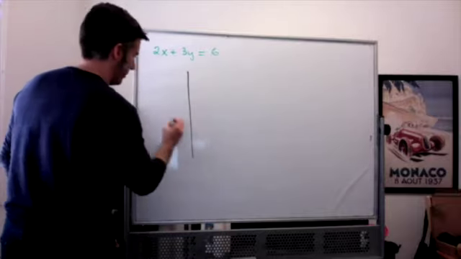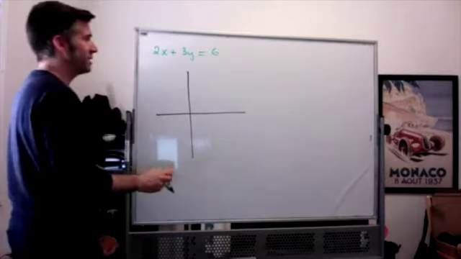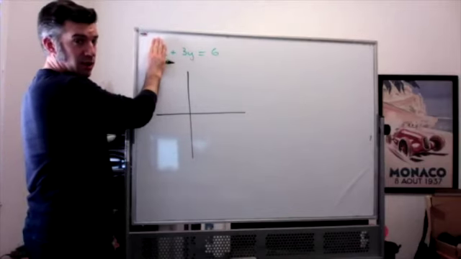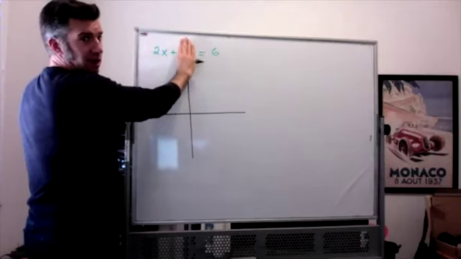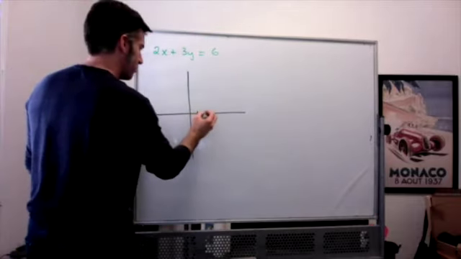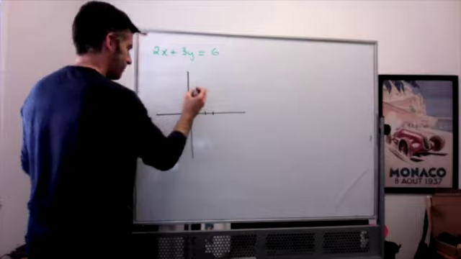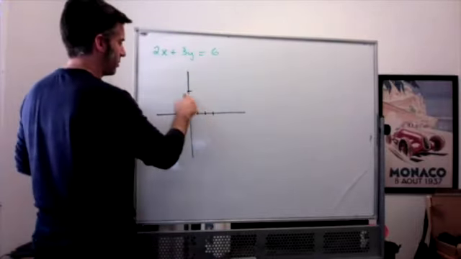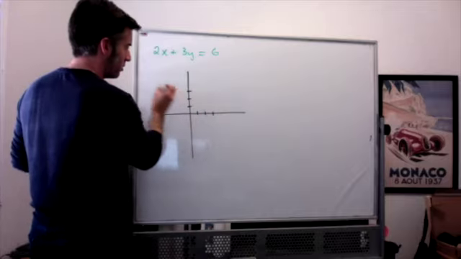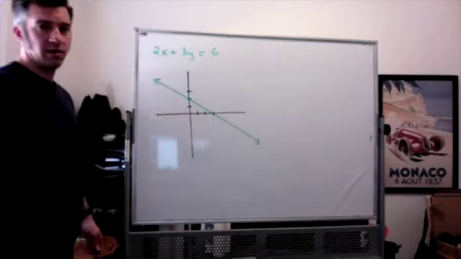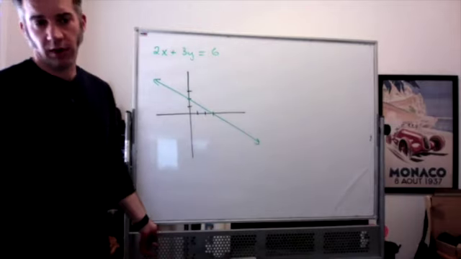So if I was going to graph this line, I can see that if I set x equal to 0, y has to be 2. If I set y equal to 0, x has to be 3. So to graph this line, I'm going to go through the points x equal to 3, y equal to 2. And there's my line. Great.